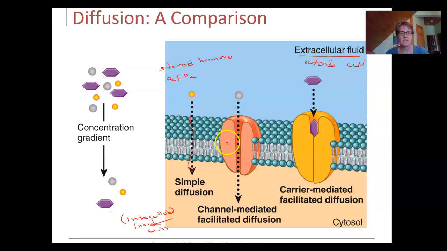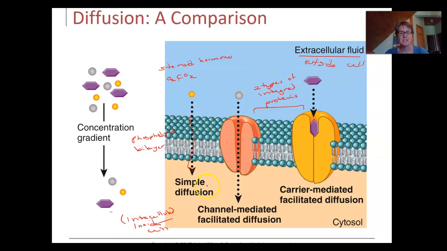Now, if I have these, remember these guys? So this was my phospholipid bilayer. We just talked about that last lecture. And then I had these integral proteins, right? These are two different types. Integral means they go from the outside to the inside.